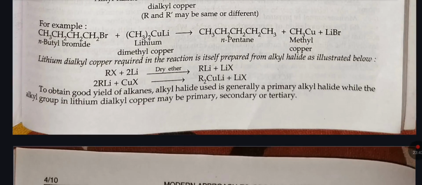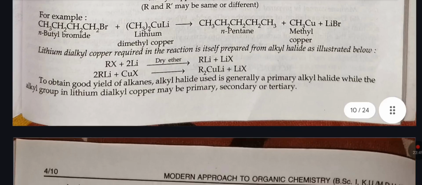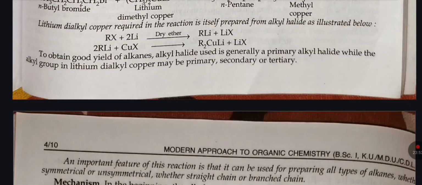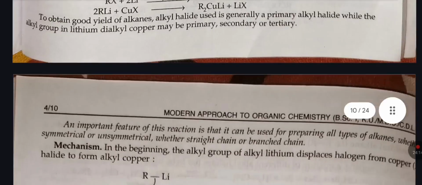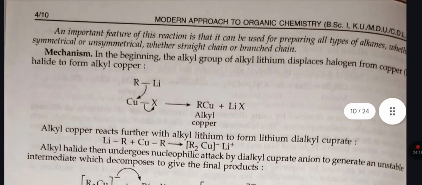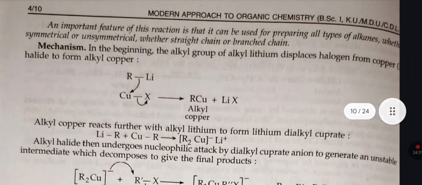Lithium dialkyl copper required in the reaction is itself prepared from alkyl halide as illustrated below. RX plus 2Li in the presence of dry ether will give RLi plus LiX. 2RLi plus CuX will give R2CuLi plus LiX. To obtain a good yield of alkane, the alkyl halide used is generally a primary alkyl halide, while the alkyl group in lithium dialkyl copper may be primary, secondary or tertiary. An important feature of this reaction is that it can be used for the preparation of all types of alkane, whether symmetrical or unsymmetrical, whether straight chain or branched chain.